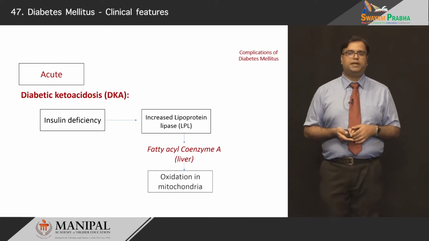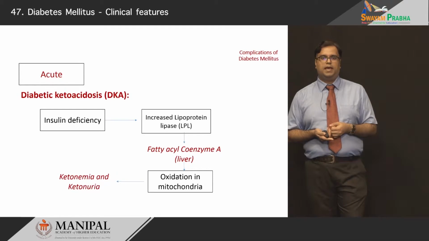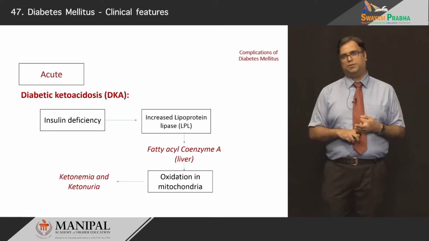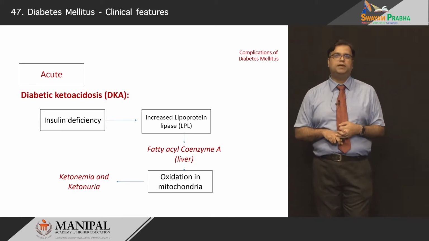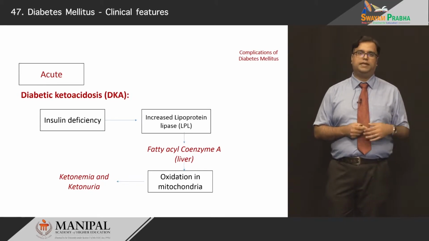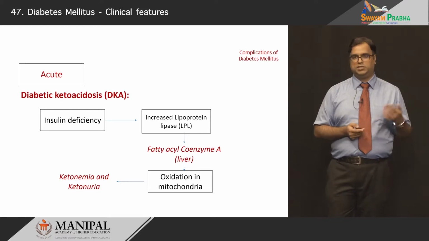Now, this is problematic because it gets oxidized within the mitochondria of your hepatocytes, and the end product of that results in ketone bodies such as acetone, acetoacetic acid, and beta hydroxybutyric acid. All these three will increase in your plasma, resulting in ketonemia, and of course they will be filtered by your kidney and land up in the urine, resulting in ketonuria. You pick them up using specific tests in the urine such as Rothera's test.